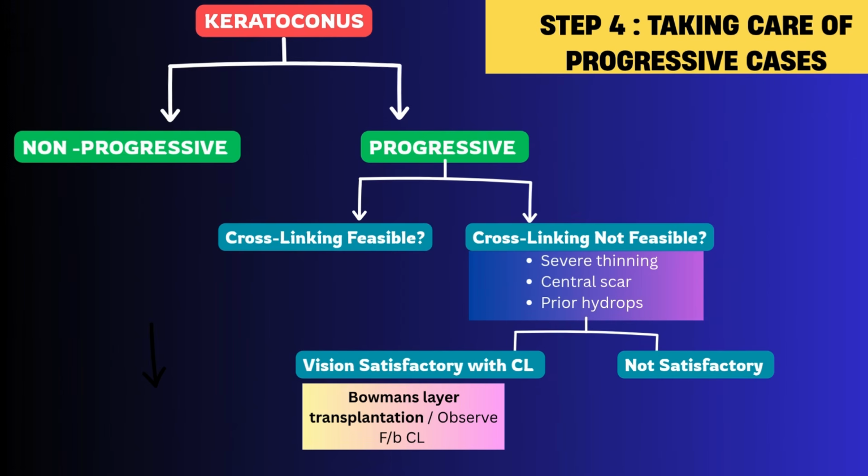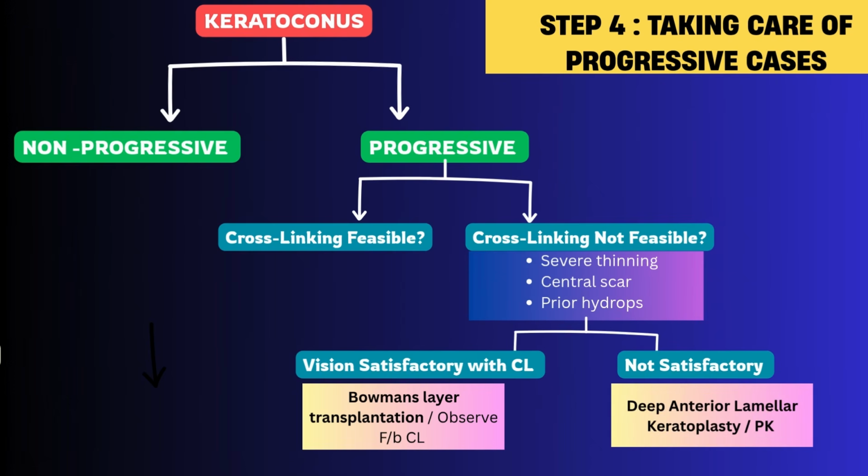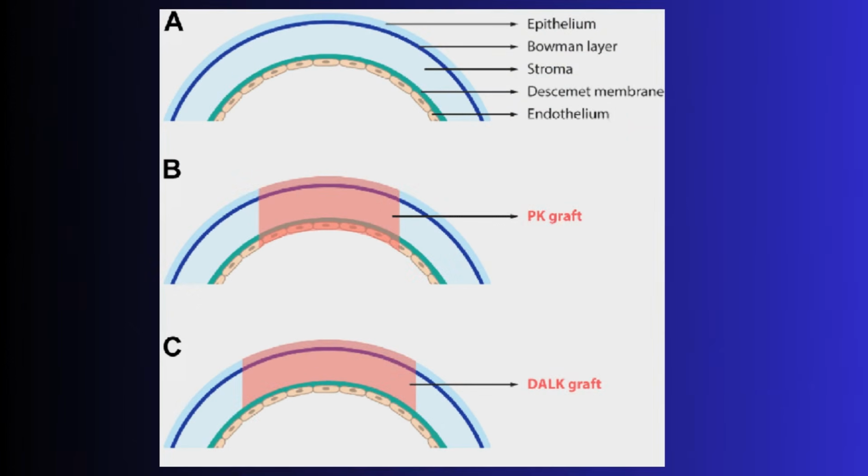Now, but what if the contact lens vision is poor? Let's say that the patient is not achieving good vision even with contact lenses. In that case, rather than going for the Bowman's layer transplantation, you will need to step up to either a deep anterior lamellar keratoplasty or a penetrating keratoplasty. The decision between the two depends on the level of stromal involvement and whether the endothelium and Descemet is healthy or not. In deep anterior lamellar keratoplasty, basically only a part of the stroma is removed and the endothelium is left behind. Whereas in penetrating keratoplasty, you would basically replace the entire cornea with a donor cornea.